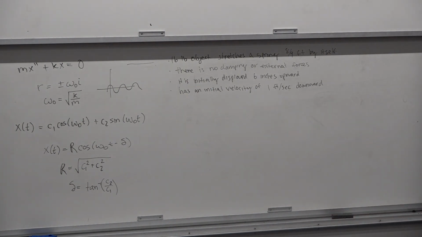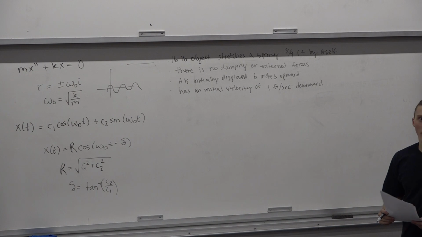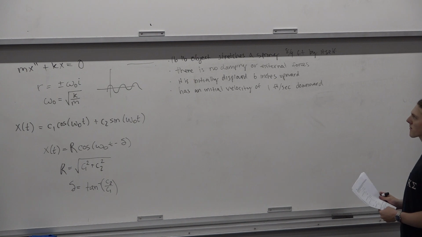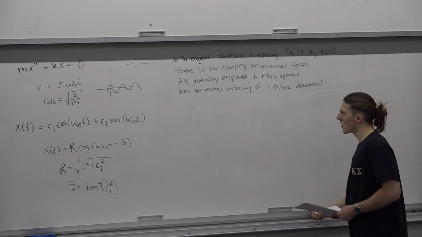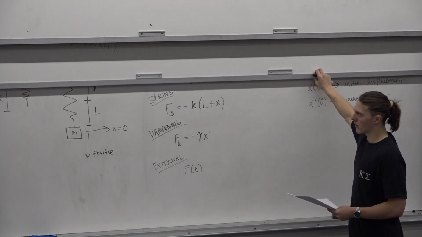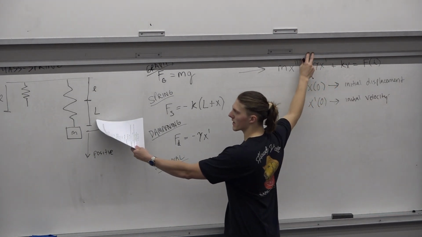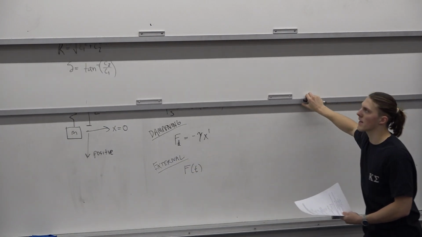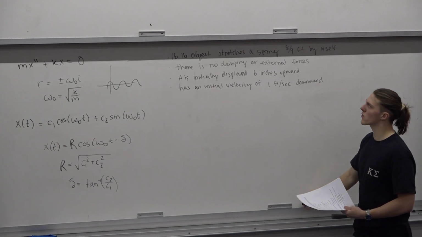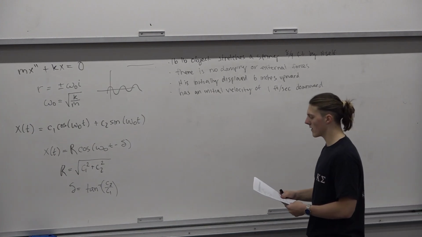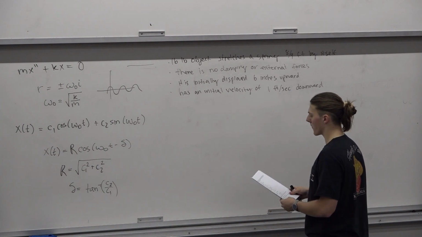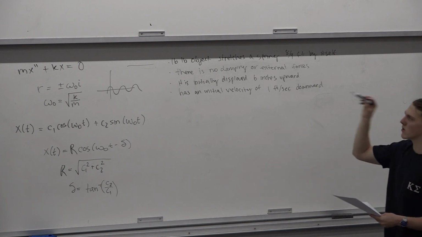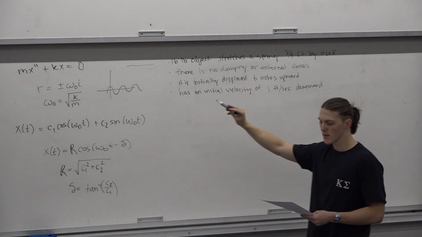I wrote it out in bullet points just to make it a little bit easier, but a 16-pound object stretches a spring 8/9 of a foot by itself. So remember, if we go back to the diagram, our capital L here is the displacement from its natural position. So that line is saying that adding the mass stretches it 8/9 of a foot. Then there's no damping or external forces, so we know we're working with an equation like this where gamma is 0.